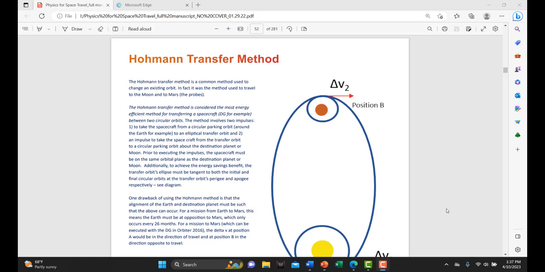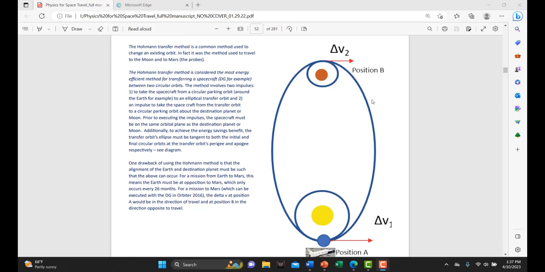Okay, the Hohmann transfer method. This is actually a really important maneuver that in this class we will execute for a mission to the moon. It's also executed by NASA when they go from the Earth to Mars. And that's what this diagram is all about.